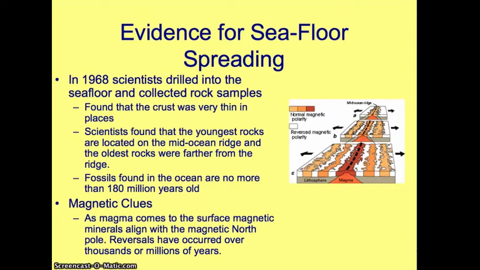The other piece of evidence was magnetic clues. As magma comes to the surface, magnetic minerals such as magnetite align with the magnetic North Pole. And if you look at these magnetic minerals, they can actually see that they reverse over millions of years. Just like if you take two magnets and put them together, sometimes they'll attract or repel, you can look at the magnetic minerals to see which way they will attract and repel to see the magnetic clues.